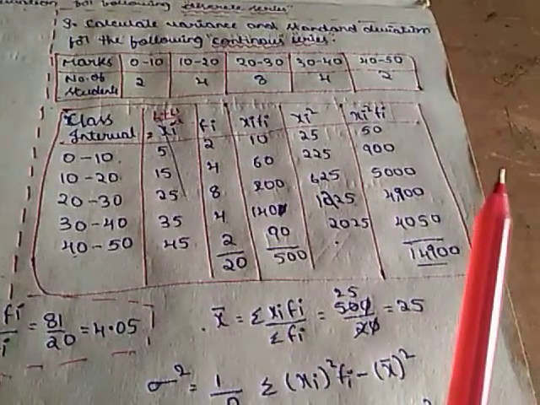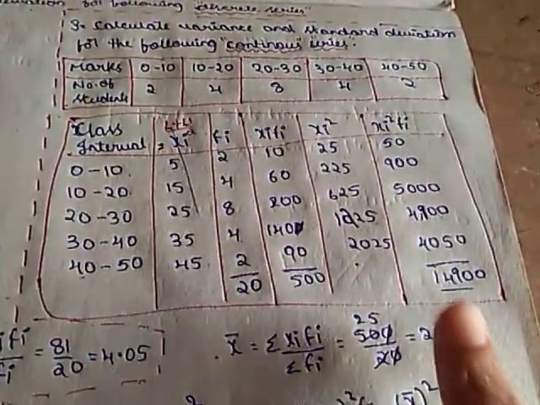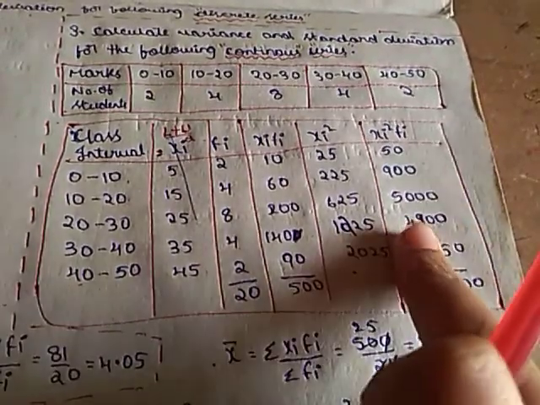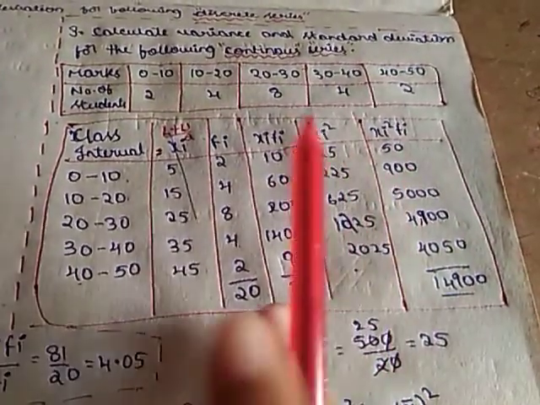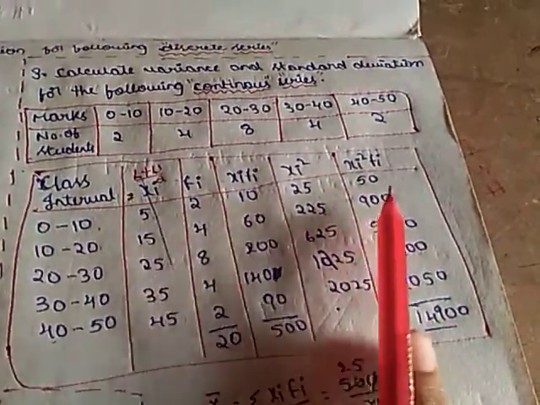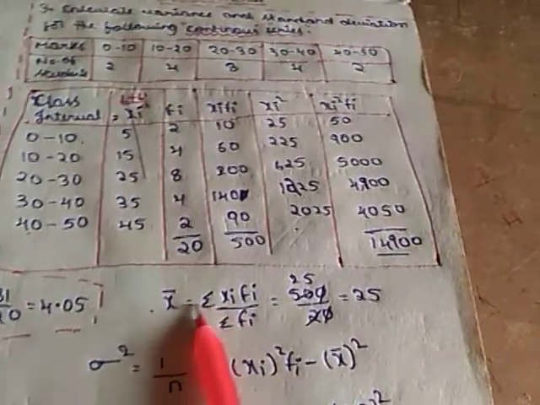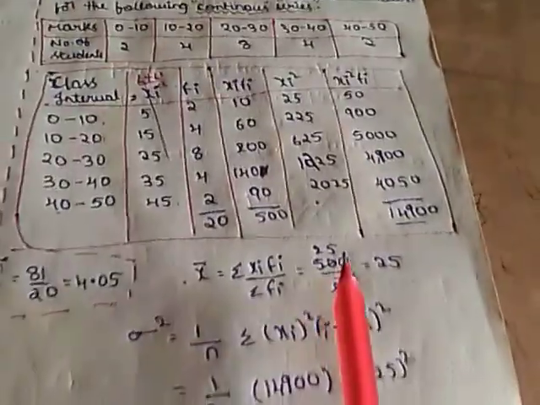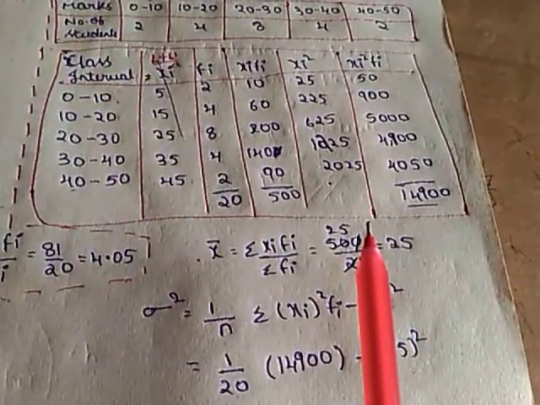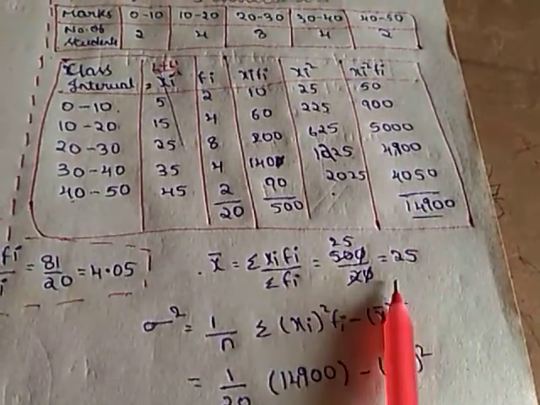And then we need summation of xi square fi in the formula. So we added this column in the table, that is xi square into fi: 25 into 2 is 50, 225 into 4 is 900. So this is the x bar formula, to find the mean value, summation of xi fi by summation of fi, and we got the answer 25.